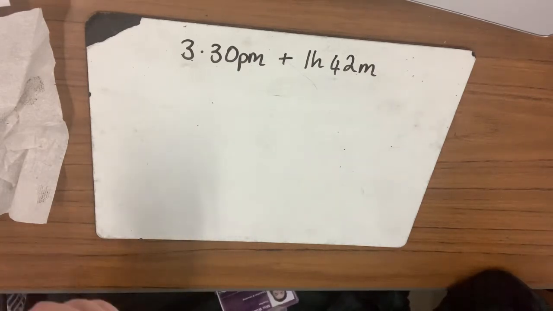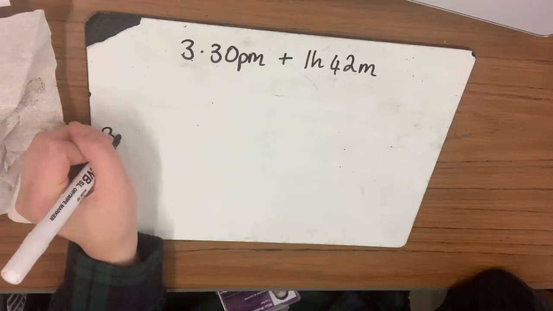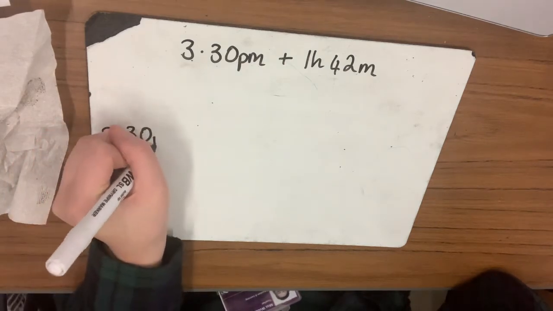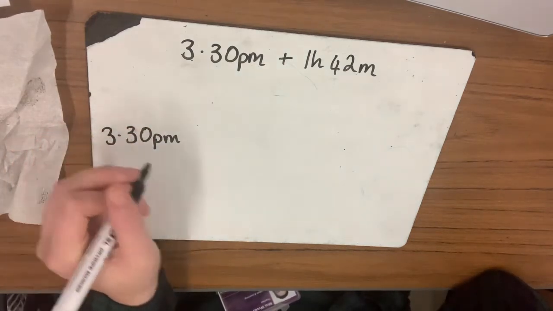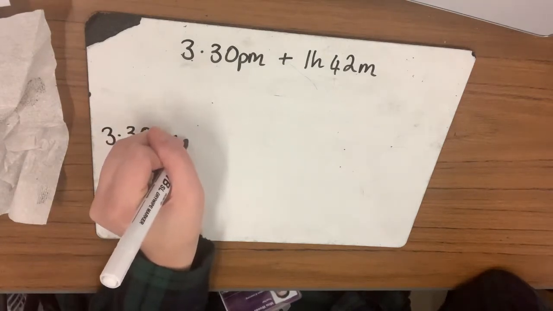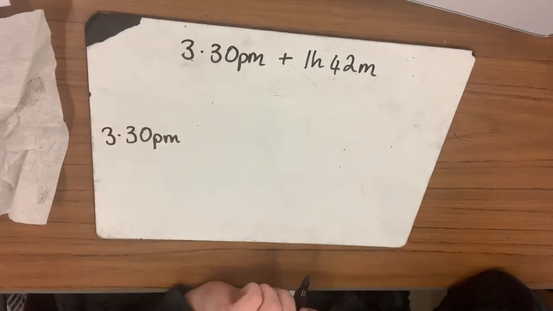So let's look at how we will do it. So I'm going to use a timeline approach to help me. And I want to get from 3:30 p.m, and then I want to add on 1 hour and 42 minutes.